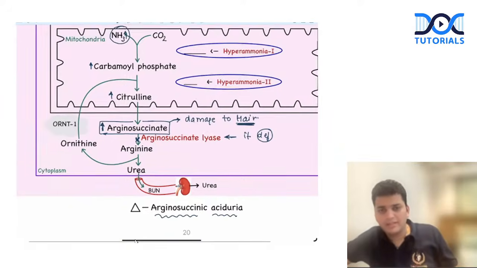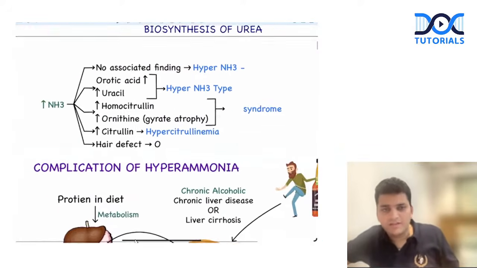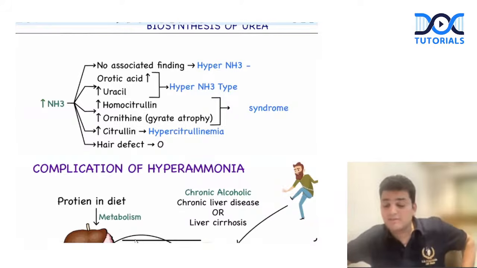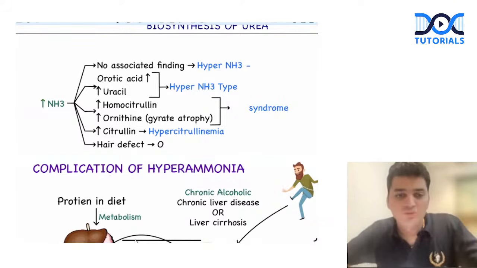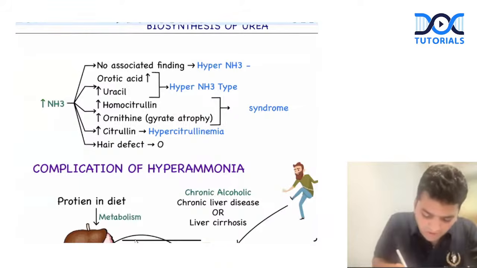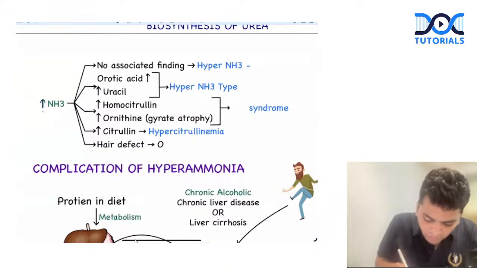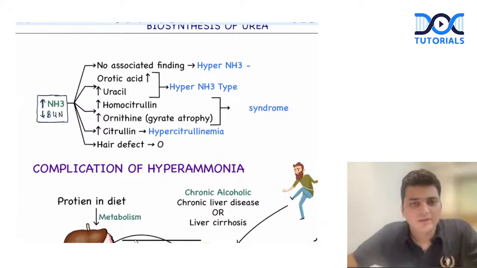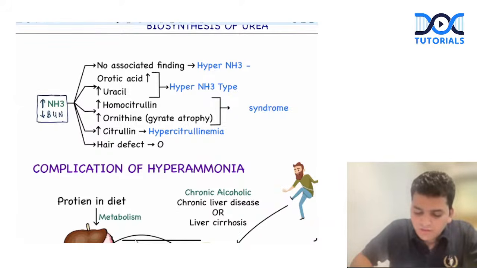Now look at these buzzwords. Whenever there is urea cycle disorder, this summary is very, very important. Whenever there is urea cycle disorder, the ammonia will be more and the urea will be less. The moment you see this combination, you should think that there is some problem in the urea cycle going on. But which problem? If there is no associated finding, it is called hyperammonemia type 1.